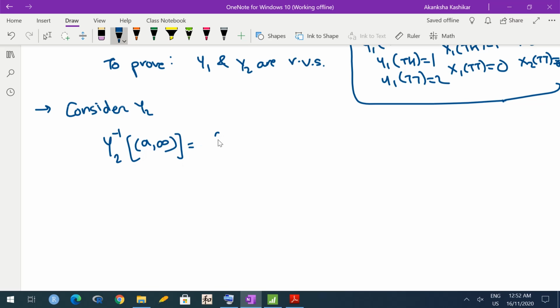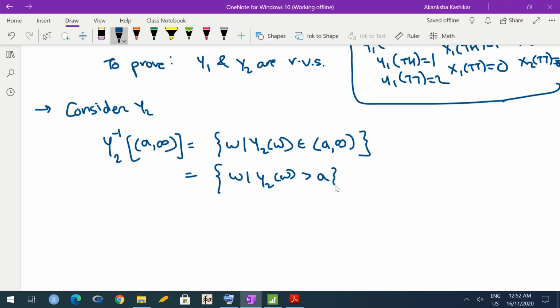Okay. So this is the collection of all those omegas for which Y2 omega belongs to open A to infinity. Y2 omega belongs to open A to infinity means this is the collection of all those omegas for which Y2 omega is strictly greater than A. So this means this is the collection of all those omegas for which infimum of X1, X2, etc. is strictly greater than A.